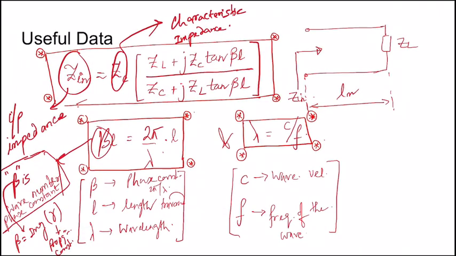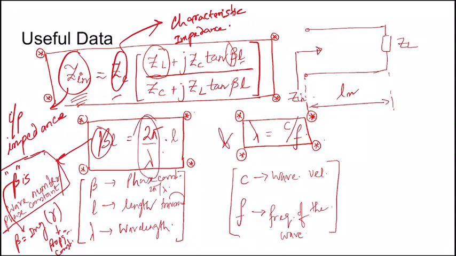Now coming to the useful data, the input impedance of a line is given by its characteristic impedance times ZL, that is the load impedance by which it is terminated, plus ZC tan beta L, where beta is the phase constant and L is the length of the line, divided by ZC plus j ZL tan beta L. So this is the formula for the input impedance of a line as a function of the characteristic impedance, load impedance, phase constant and length of the line.